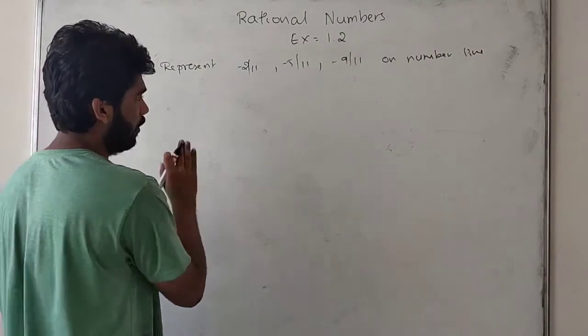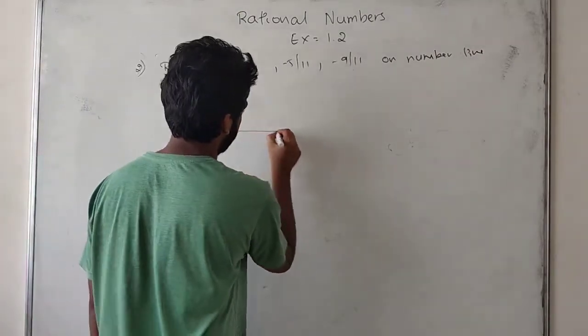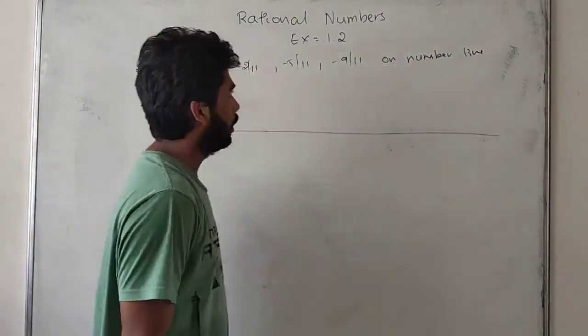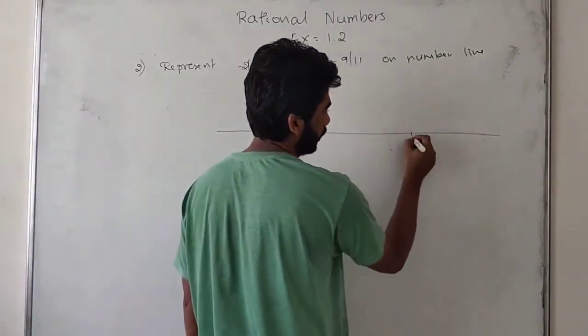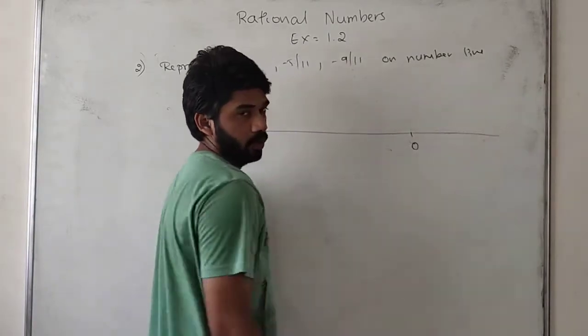So first we have to draw a number line. I have drawn the number line. All the numbers are negative, so the negative side will be this side. I will take this point as 0, and this side will be positive.